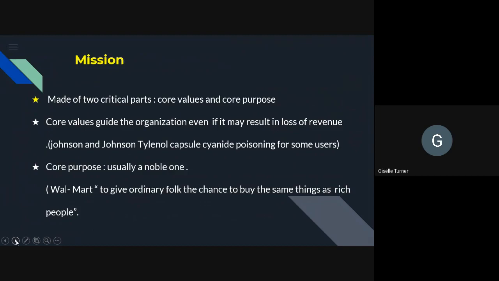So Johnson & Johnson took the lead and decided to recall those capsules, even though it resulted in a major loss. But on the other hand, it made the public, the world, deem them to be a trustworthy organization because they withstood that and all the bad publicity that went with it. So the core purpose is usually a noble one. For example, Walmart, to give ordinary folk the chance to buy the same things as rich people. How interesting. Next slide, please.